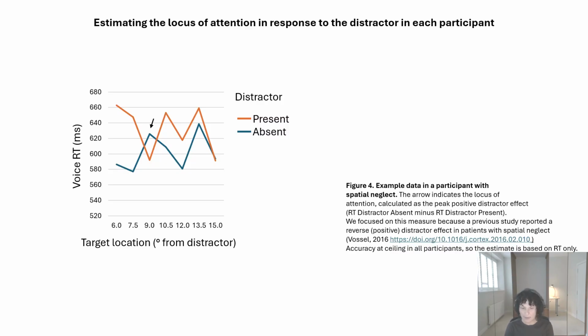This figure shows example data in one patient with spatial neglect. Targets were presented at various locations relative to the distractor. Reaction time for trials with a distractor are shown in orange. Reaction time for trials without the distractor are shown in blue. The black arrow indicates the peak positive distractor effect for this participant. In this case, it is the only location where a positive or reverse distractor effect could be measured.